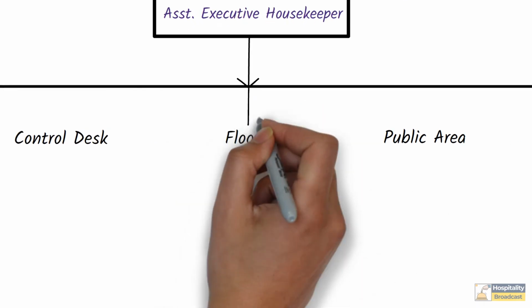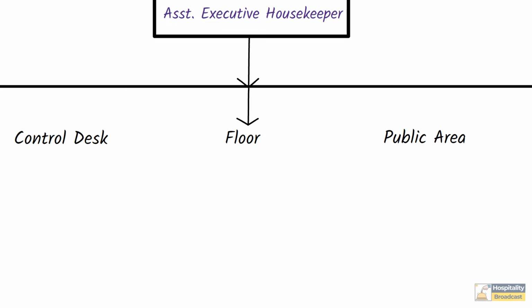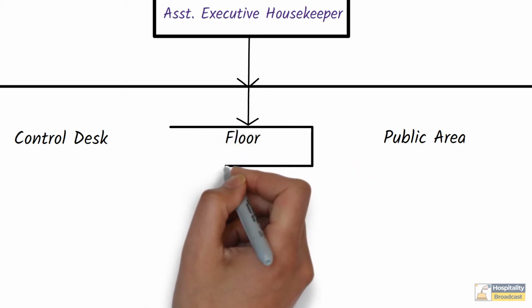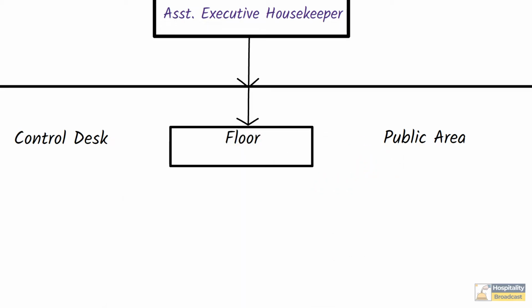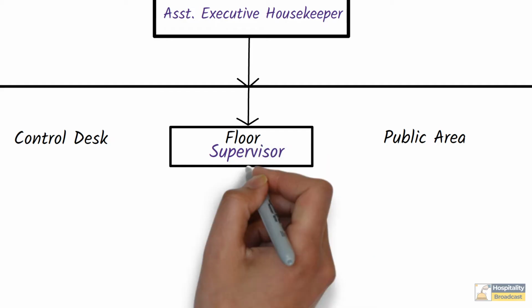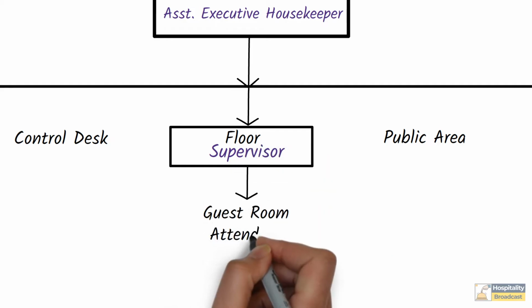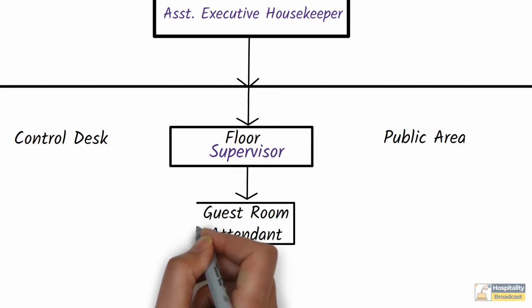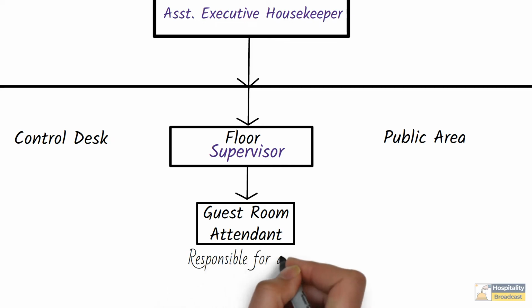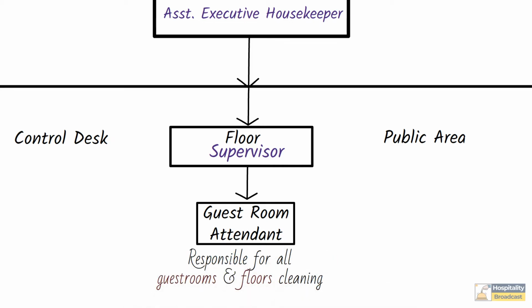Firstly, let's talk about the guest rooms, which are on the floors. So, to handle and supervise everything related to housekeeping, we have the floor supervisor. Below supervisors, we have guest room attendants or guest room maids. GRAs look after all guest room and floor cleaning.